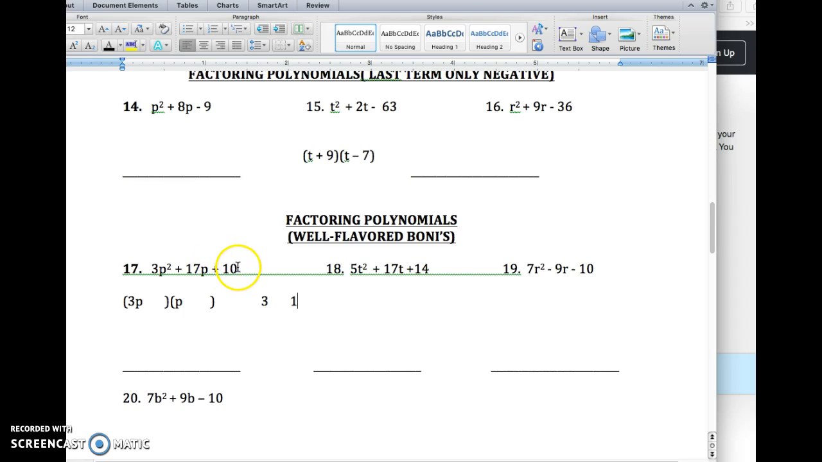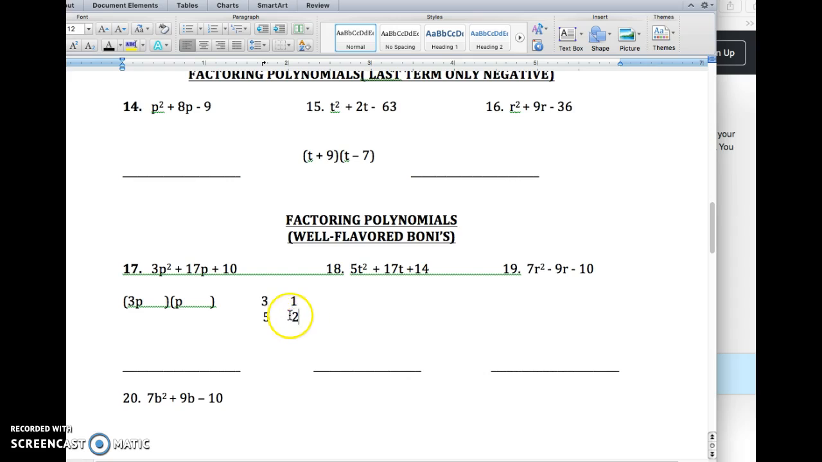You say, what can we try? Positive 5 times positive 2? Yes, let's try that. Positive 5, put it onto here, and positive 2, put it onto here.